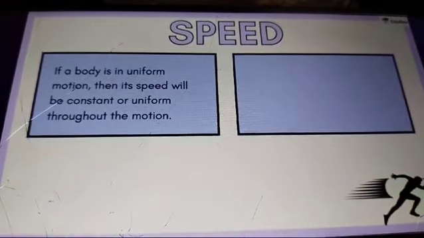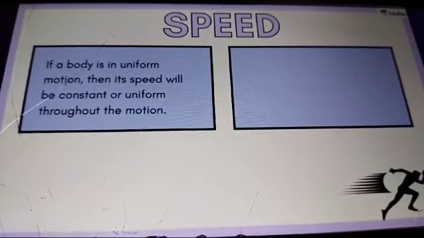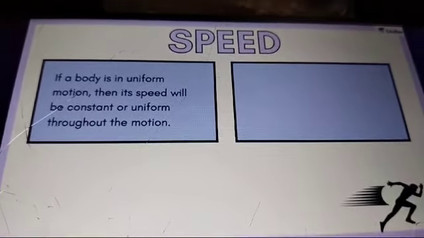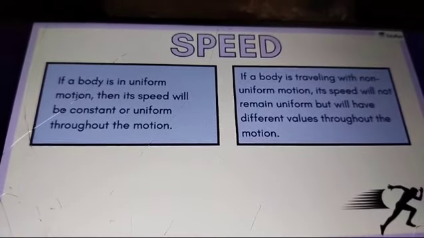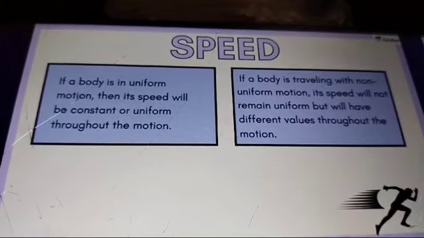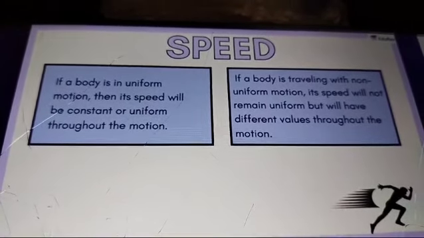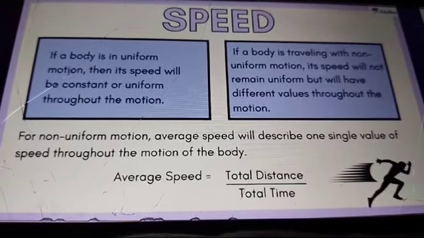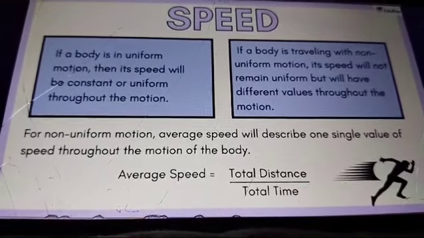If a body is in uniform motion, then its speed will be constant or uniform throughout the motion. However, if a body is traveling with non-uniform motion, its speed will not remain uniform but will have different values throughout the motion. For non-uniform motion, we use average speed, which is the total distance divided by the total time.